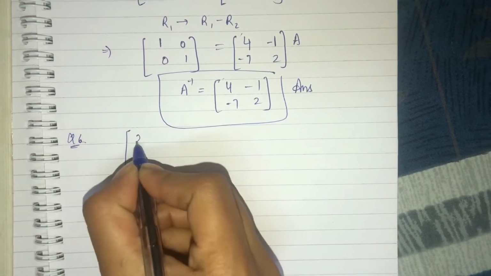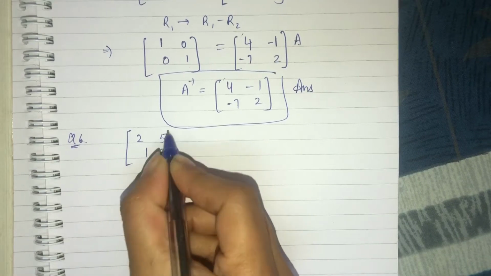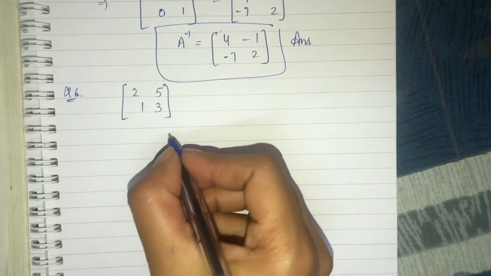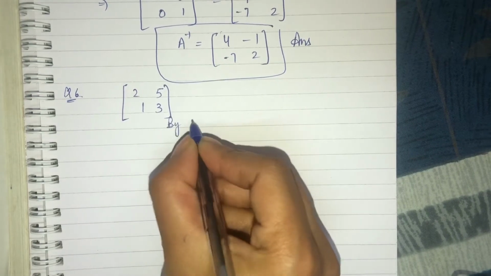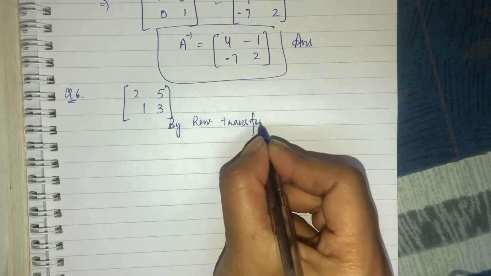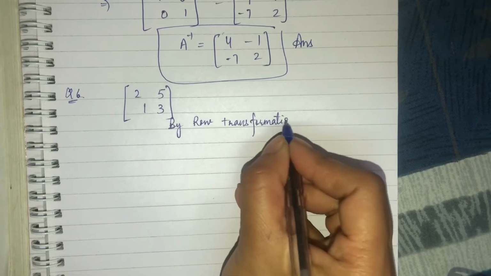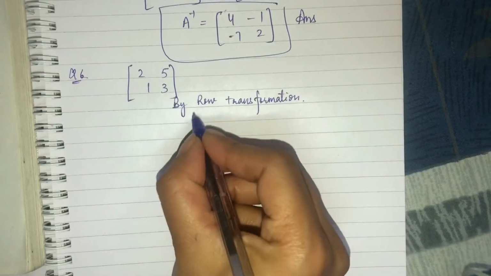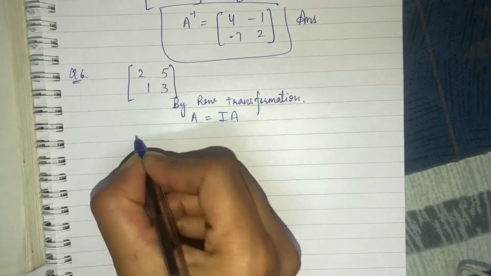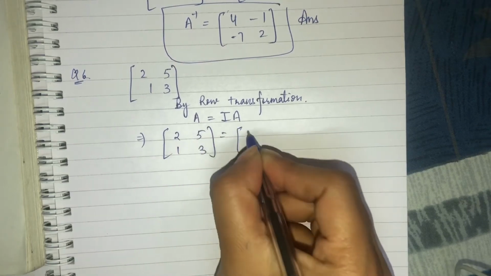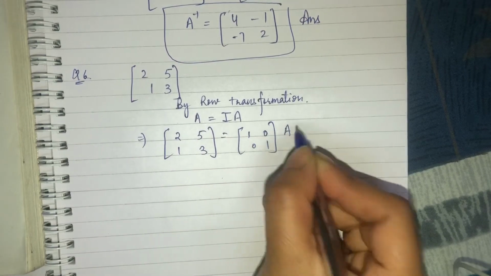I'm writing it here. You can see 2513. ओके. अभी मुझसे पहले आप सोचना और करना. You can take help from here but try to do it with me. ओके, क्योंकि अभी वो लेवल आ चुका है हमारा. By row transformation क्या होता है? A is equal to IA. I am writing here 2513. I is what 1001 A.